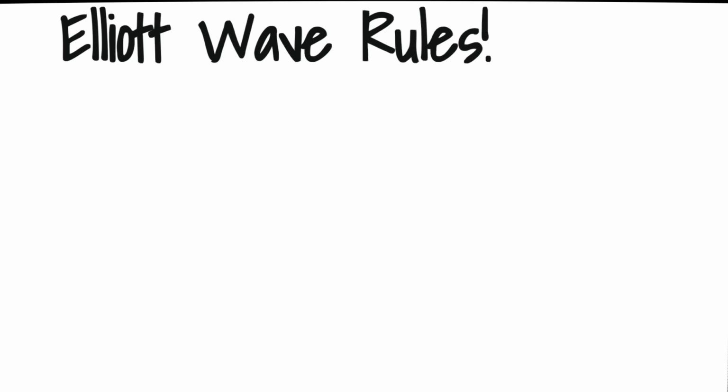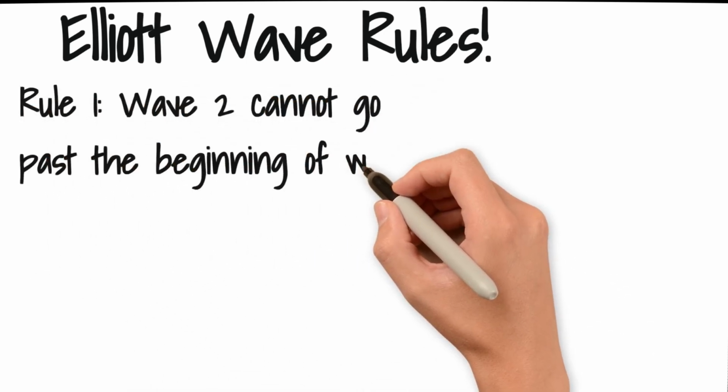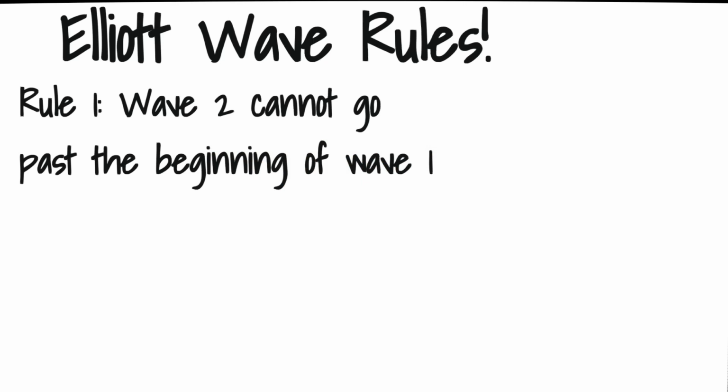So let's take a look at the main rules of Elliott wave theory first. Rule number 1 is that wave 2 cannot extend beyond the start of wave 1.